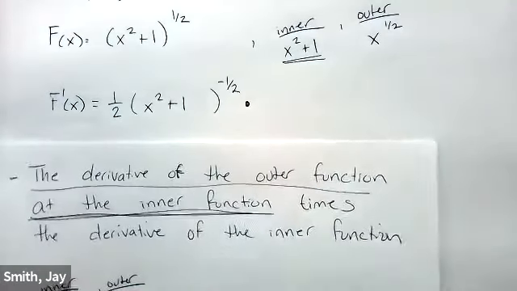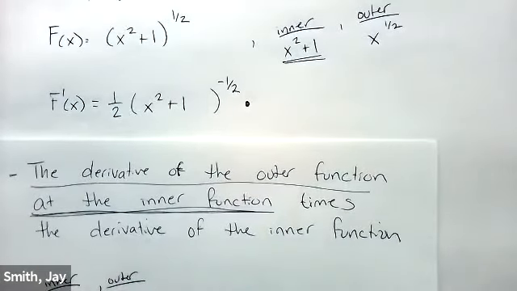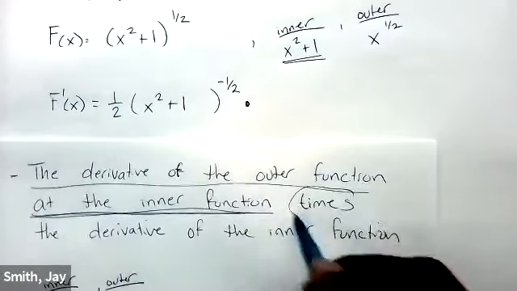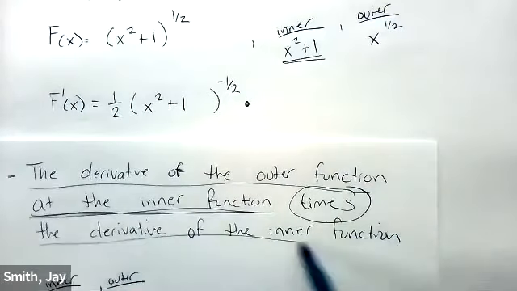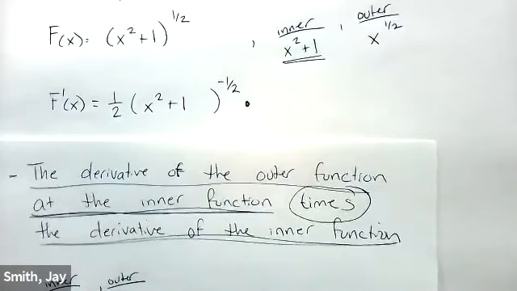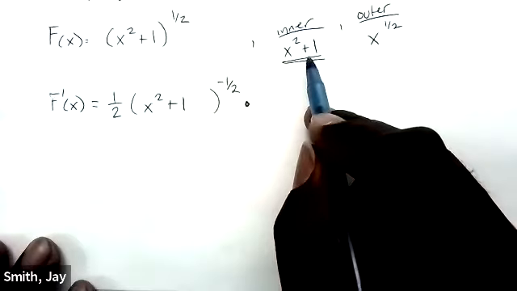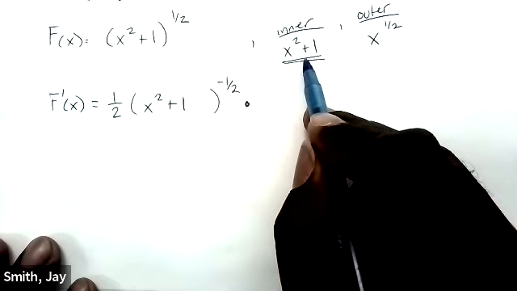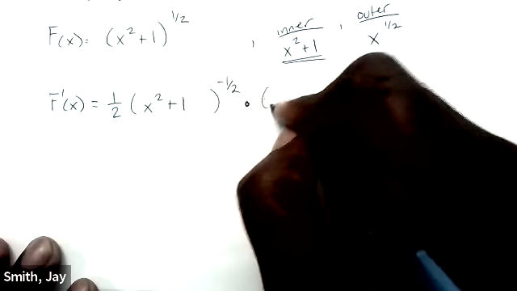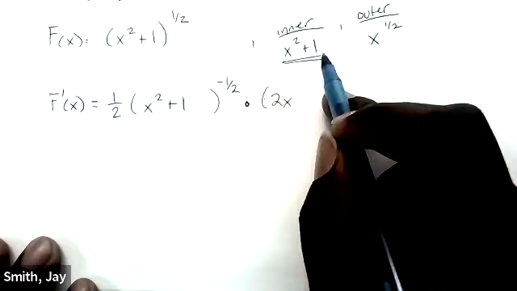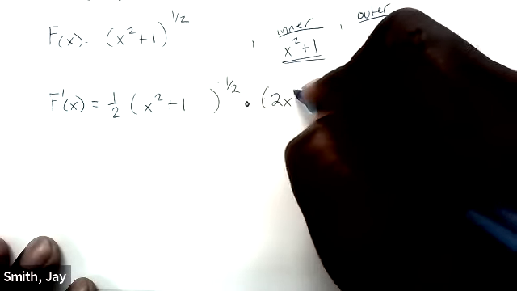Picking up on that shorthand definition, we've done the derivative of the outer function at the inner function. Now we're going to multiply, or times, the derivative of my inner function. So my inner function, x squared plus 1, the derivative of x squared will be 2x. The derivative of positive 1 will be 0. No need for us to write it.